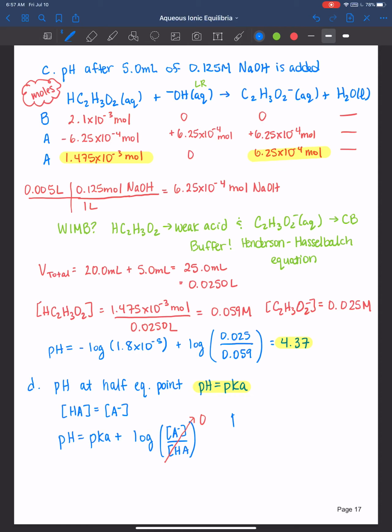pH in this case is equal to the negative log of 1.8 times 10 to the negative 5th. That is 4.74. There you go. So we're reaching 1/2 the equivalence point here.